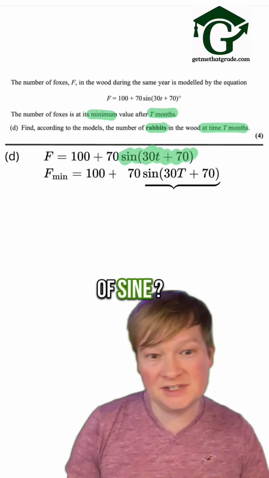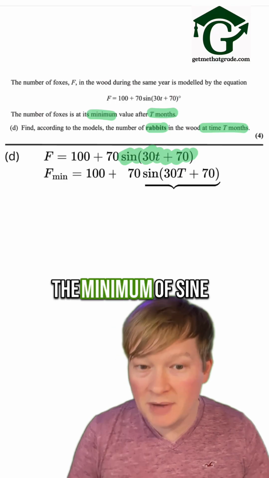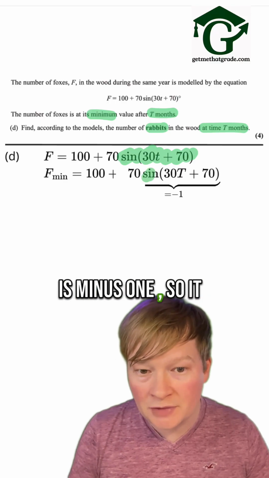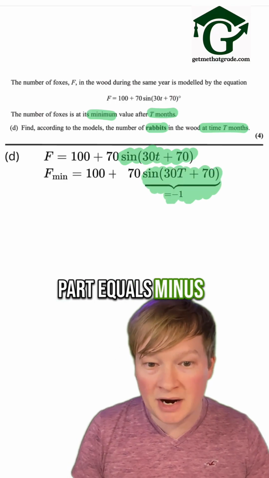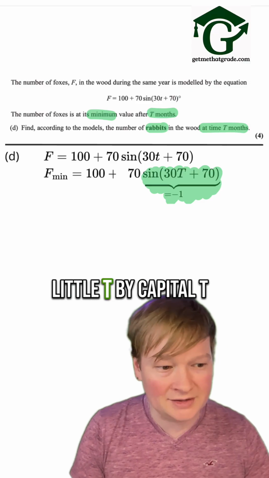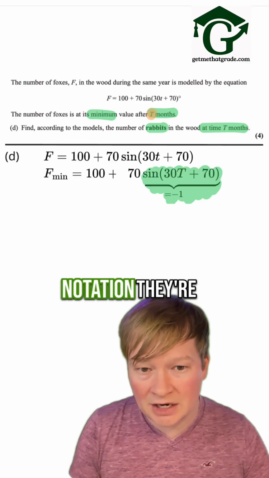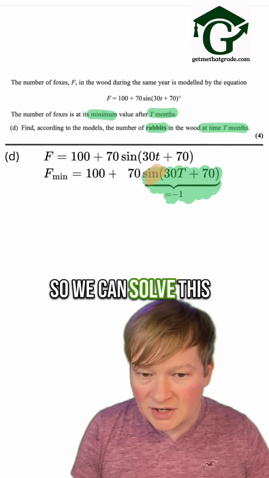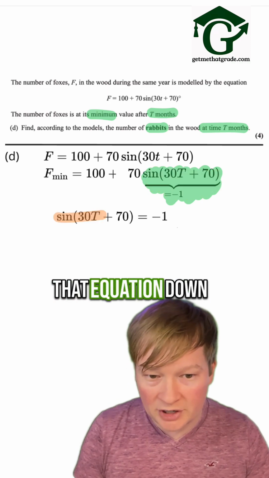What's the minimum of sine? Think about the sine graph. The minimum of sine is -1. So it would be when this part equals -1. I've just replaced little t by capital T because that's the notation they're using in the question. So we can solve this equation. Let me just write that equation down here.